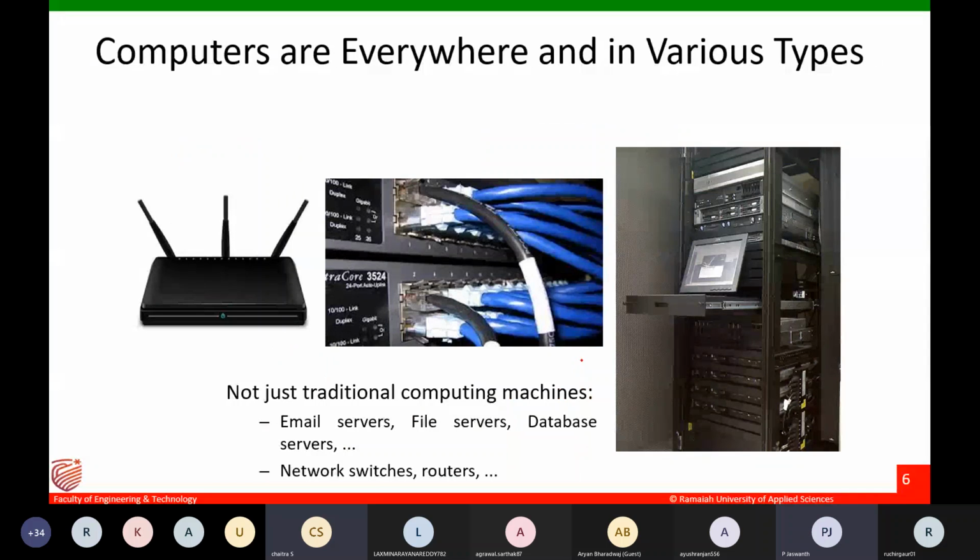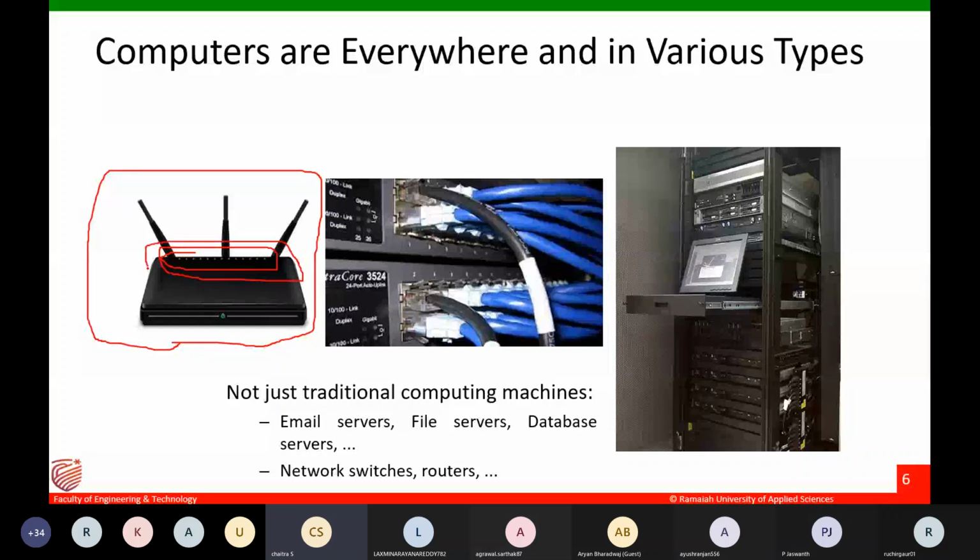So next, what is the first image? Router. Have you seen it in your house? Yes, ma'am. What are the blinks you see? Every time there is a light blinking on your router, what is it? Ma'am, for Wi-Fi and the network connection. Signal. Okay, good. So will this act as a computer?